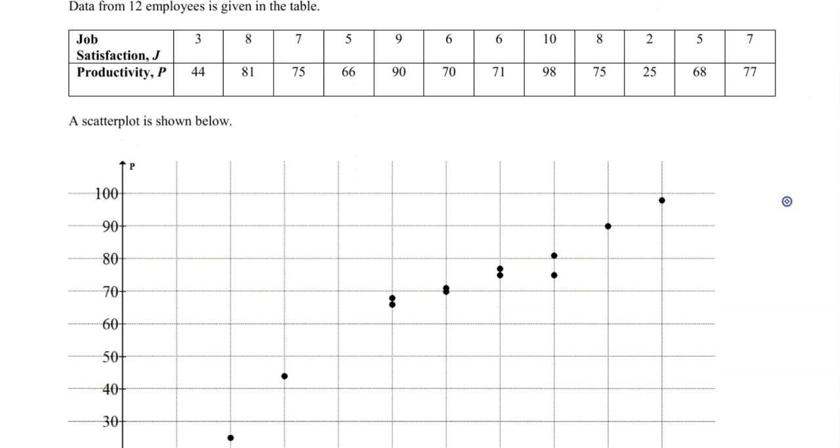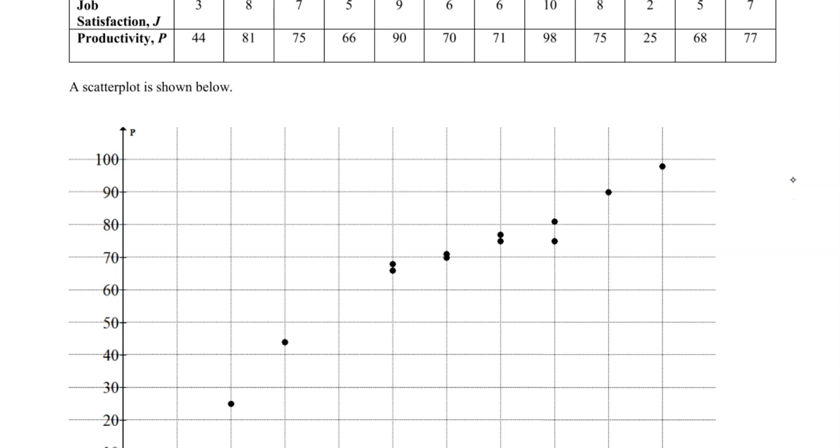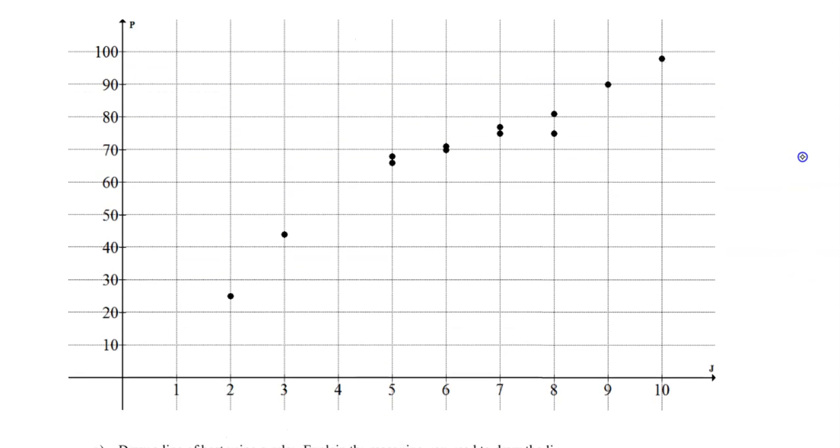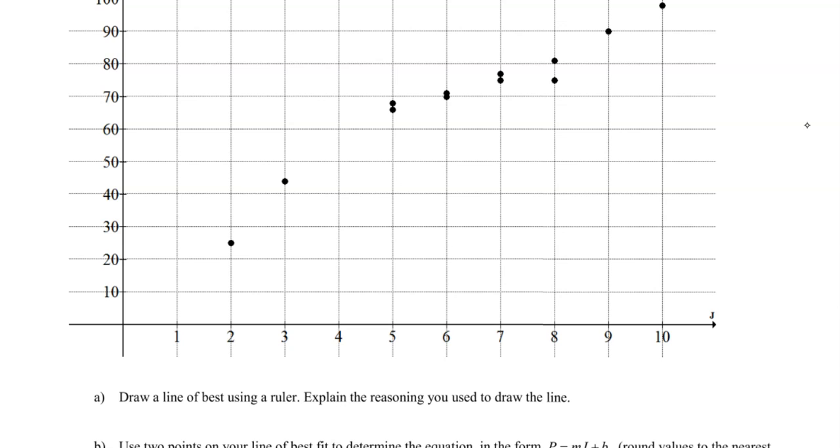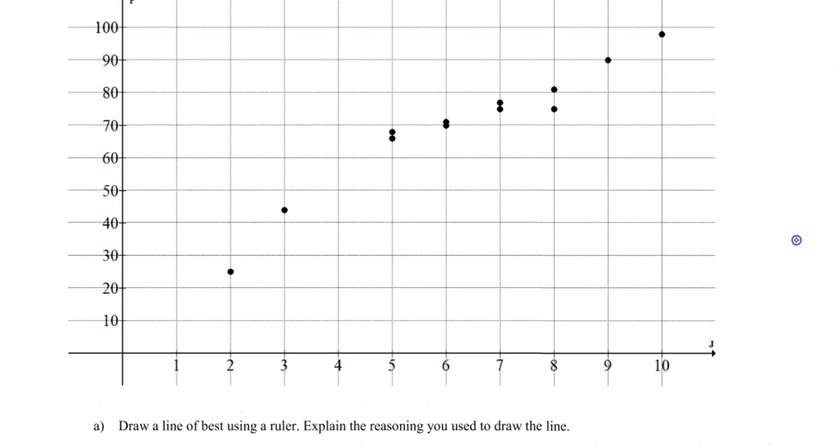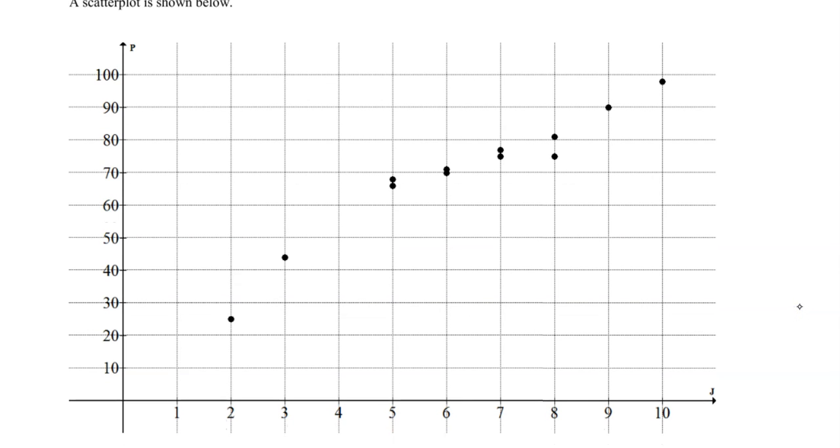So we've got this scatter plot of this information, right? So we've plotted the points here. And we're going to ask you to draw a line of best fit using a ruler. Okay, you don't need a ruler. You can just kind of eyeball it. Draw a line of best fit and explain the reasoning used to draw the line. So if you have a ruler, great. You can use the edge of your textbook or whatever, or you can just eyeball it and draw yourself a straight line.